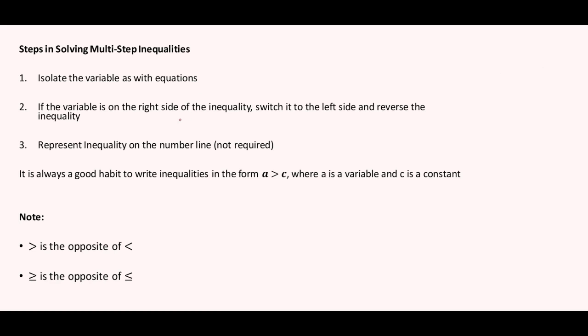We always want to first isolate the variables like we do with equations, and then we solve them. And then we want to pay attention to the position of the variable and the inequality. Ideally, we want the variable on the left-hand side of the inequality, and we want the constant on the right-hand side. If they are not, we want to switch them around. When we do switch them around, we have to switch the inequality as well. So if it's greater than, we change it to less than. If it's greater than or equal to, we change to less than or equal to, and vice versa.